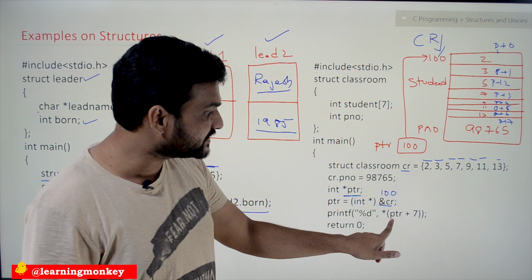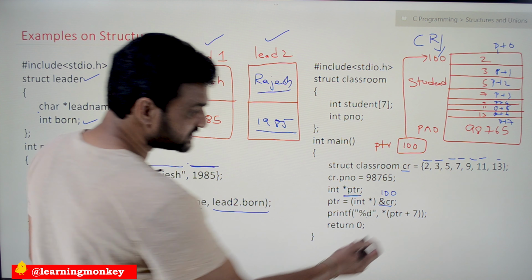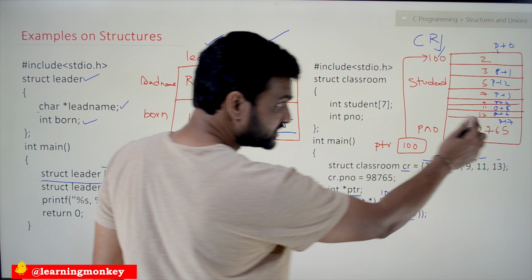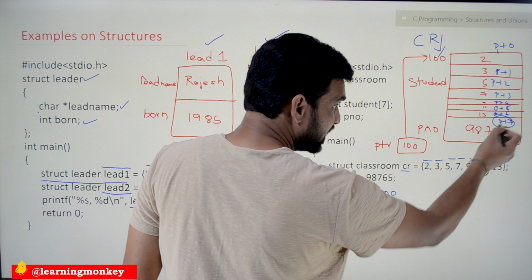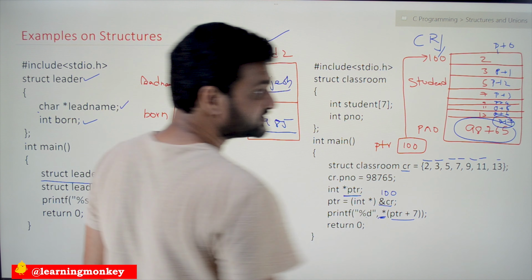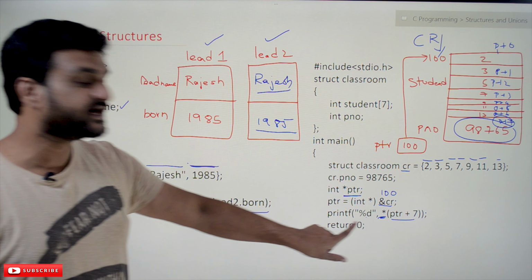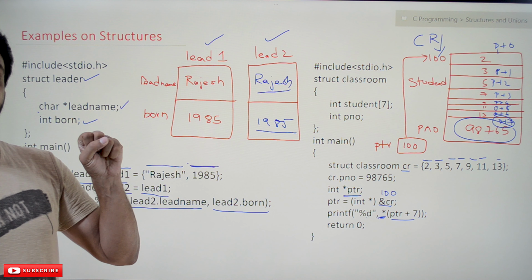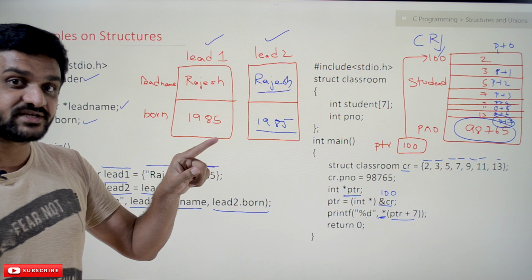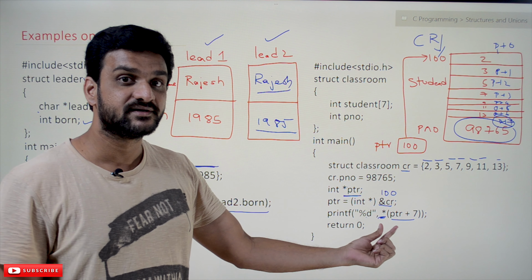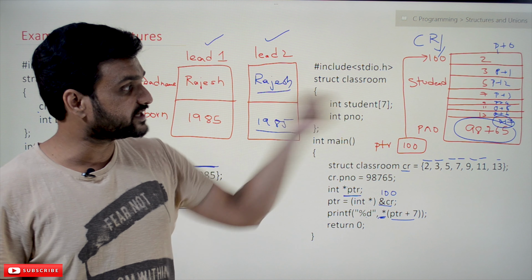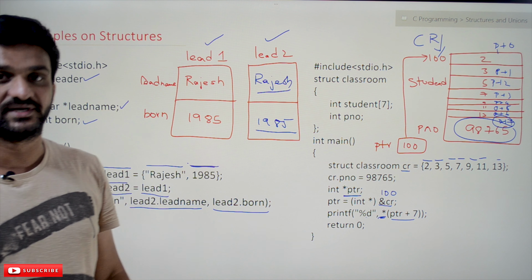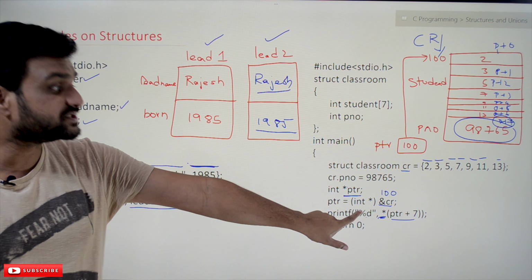Whenever we print star of PTR plus 7, it means the value stored in this location, and the value stored in this location is 98765. So this will get printed. We are not using the members. By using the memory locations, we are trying to access the values. The point that you have to understand is that we are accessing the members just by using the memory locations. So this is possible.